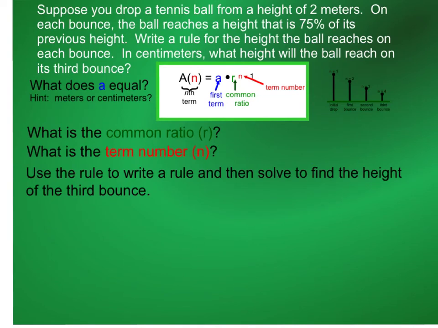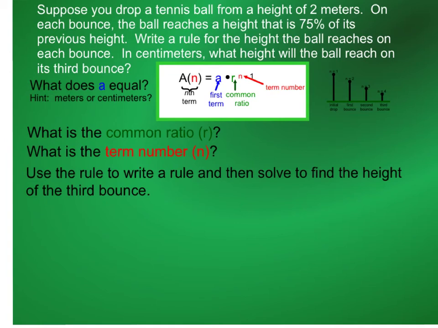Let's look at a word problem using geometric sequences. Suppose you drop a tennis ball from a height of 2 meters. On each bounce, the ball reaches a height that is 75% of its previous height. Write a rule for the height the ball reaches on each bounce. In centimeters, that's important, what height will the ball reach on its third bounce? And we're going to talk about the difference between bounce and dropping it.